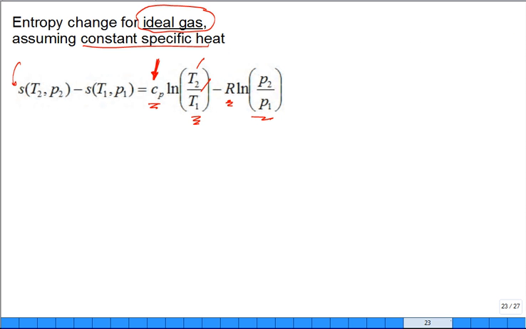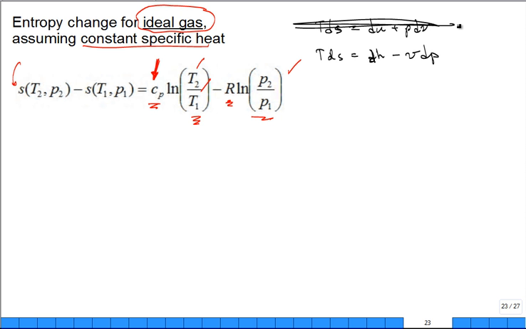All right, how am I going to derive this equation? Start with one of the TdS relations. Which TdS relation would you like to start with? TdS is equal to dU plus P dV, or the second one, TdS is equal to dH minus V dP. The second one is the winner. Why?